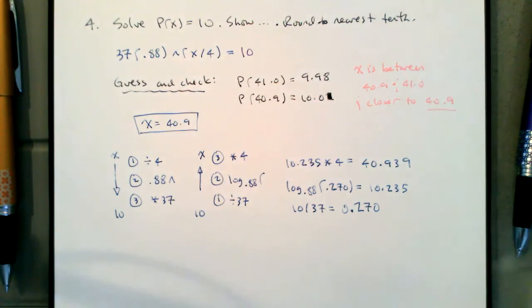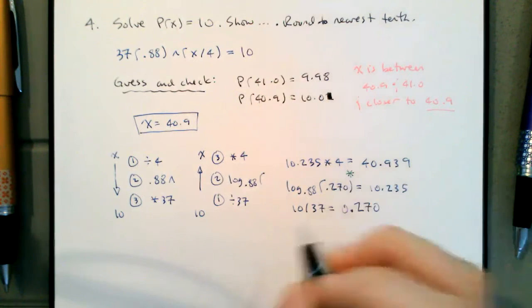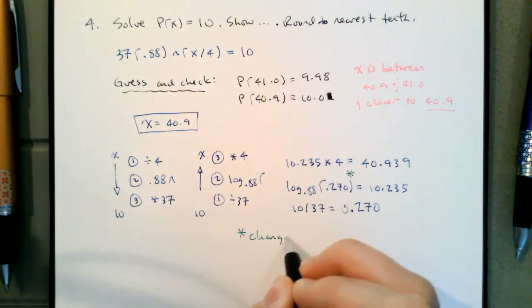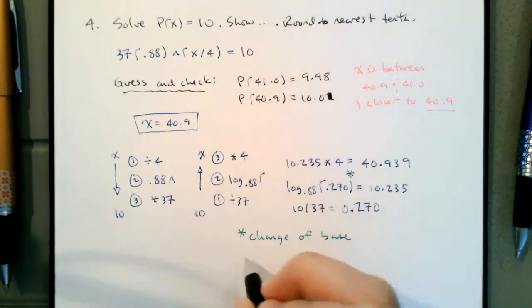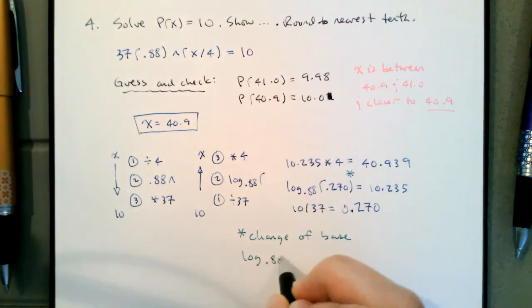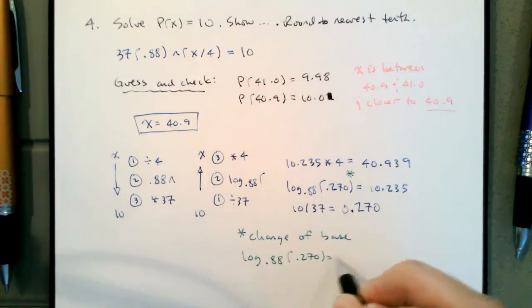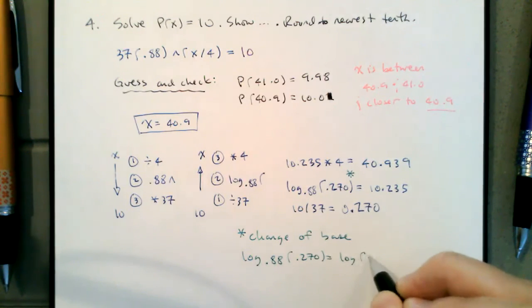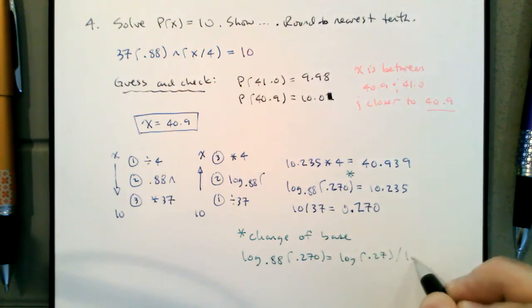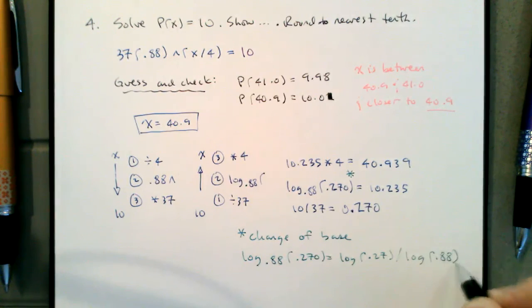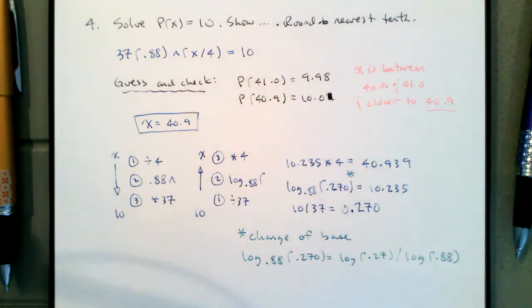We do have to remember the change of base formula for log base 0.88. Log base 0.88 of 0.270 is the calculator log of 0.27 divided by the calculator log of 0.88. So we do have to remember our change of base formula, but we can also solve that way. The best thing to do is whichever one you happen to remember. If you happen to remember both, whichever one is going to be faster.